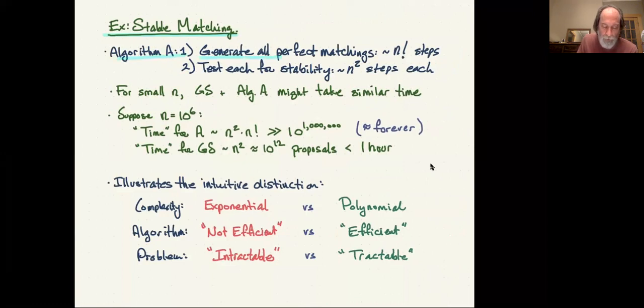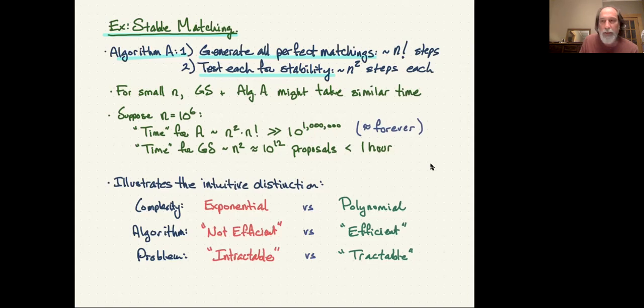Okay, and what we do with that algorithm is we generate all the perfect matchings for our input. Okay, and then for each one, we check if it's a stable matching or not. Okay, and we stop and output one when we find one.